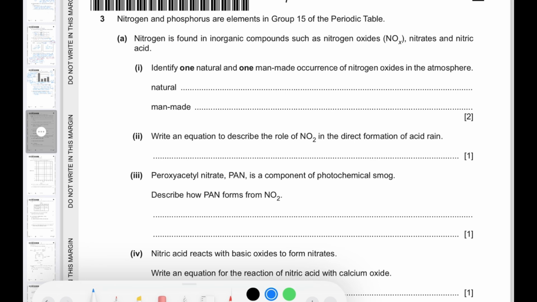Question 3. Nitrogen and phosphorus are elements in group 15 of the periodic table. A. Nitrogen is found in inorganic compounds such as nitrogen oxides, nitrates, and nitric acid. Identify one natural and one man-made occurrence of nitrogen oxides in the atmosphere. A natural source of production of nitrogen oxides is lightning, and the man-made source is from internal combustion engines.